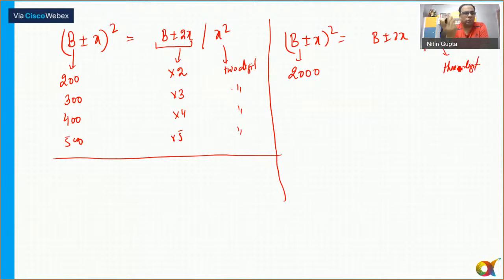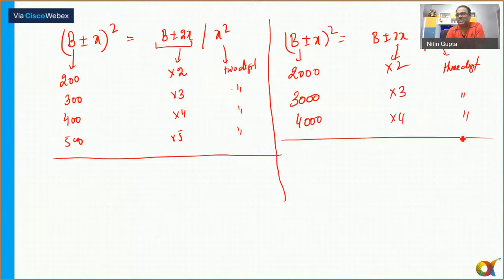2000 has 3 zeros, so the last part should be a 3-digit number and the first part will be multiplied by 2. If you are working on a base of 3000, the last part will again be a 3-digit number and multiply the first part by 3. If I am working on a base of 4000, multiply the first part by 4 and the last part will be a 3-digit number, and so on.